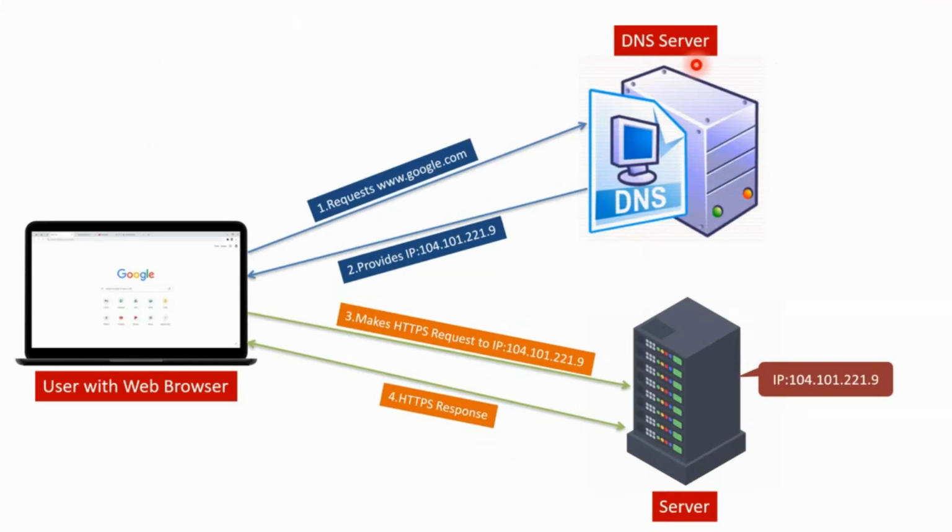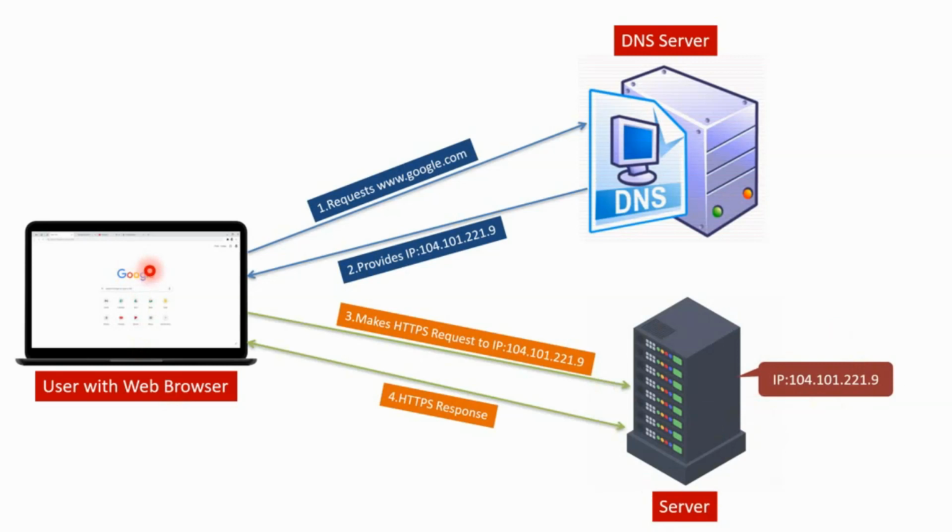Now we will see how DNS works. Here you can see the DNS server, and here you can see the server which hosts the website, and here you can see the IP address of this particular server. Here you can see the computer, it has a web browser.